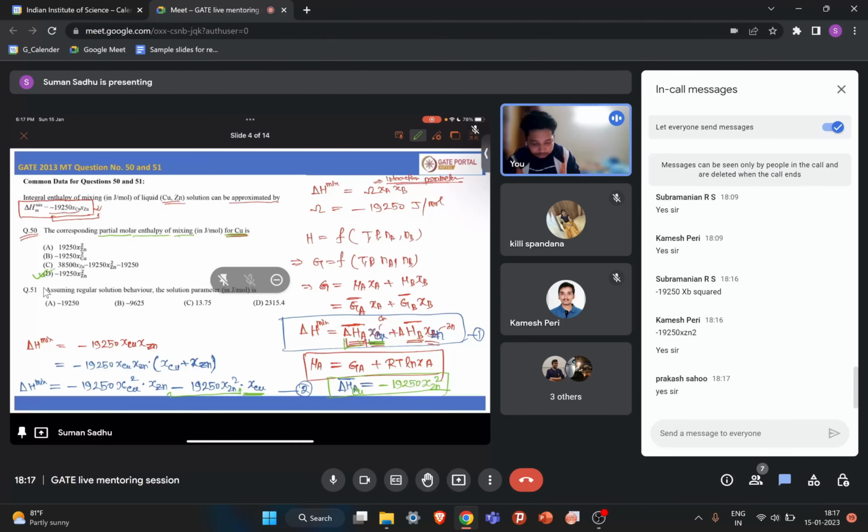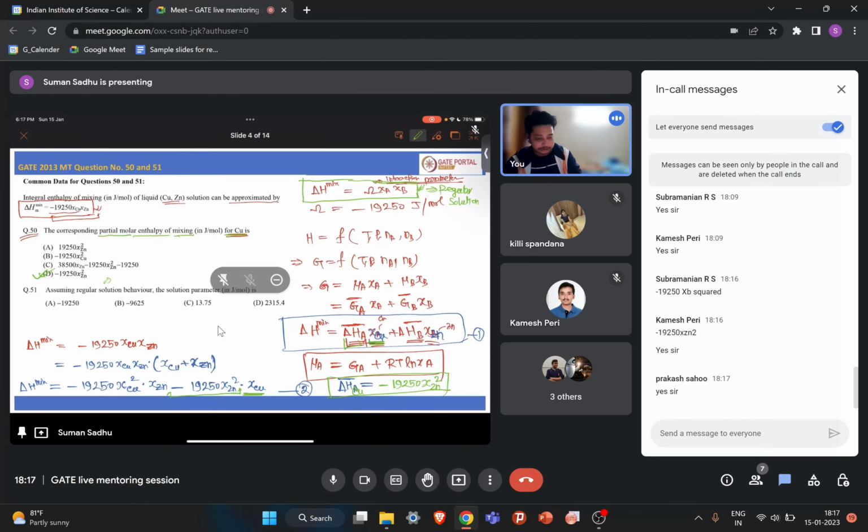So now let us see the second question. So assuming the regular solution behavior, the solution parameter. As I derived the equations for the delta H mix for regular solution, we have seen that delta H mix for regular solution is omega into xA into xB, right? So this is for regular solution. If it is mentioned ideal solution or subregular solution, then you cannot assume this type of equation. For ideal anyway, delta H mix is zero, but another type of solution is there, that is subregular solution. So I will also explain that a little bit.